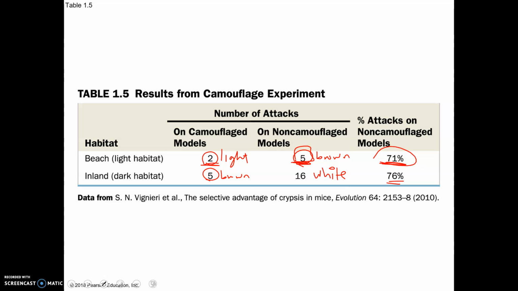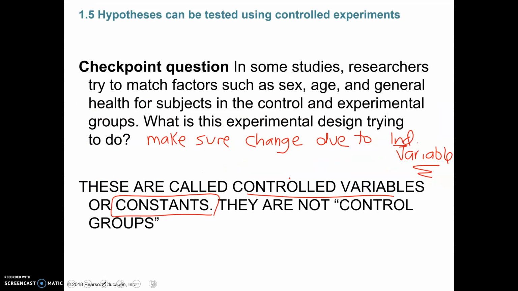And then they found the same thing inland. In the inland area, they found that 5 brown mice got attacked, 16 white mice, models of mice, they were fake, 16 white mice got attacked. In other words, 76% of the attacks that happened were on white mice, the ones that were not camouflaged in that area. And so from that, they would be able to draw their conclusions.